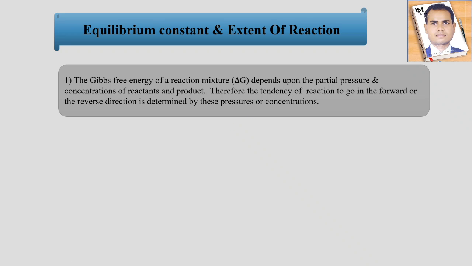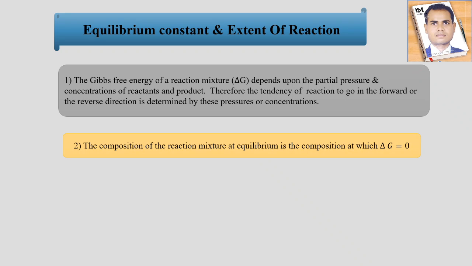Now delta G changes during the reaction as the proportion of reactant and product changes. If you change the proportion of reactant and product, you will see a change in Gibbs free energy. And one more thing: the composition of the reaction mixture at equilibrium is the composition at which delta G is equal to 0. At the equilibrium condition there is no change in Gibbs free energy; it will be 0.